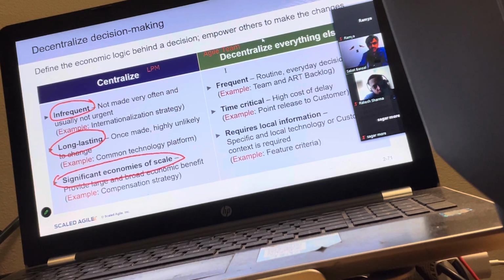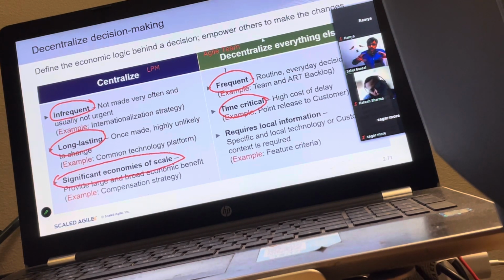What should be decentralized? Things which are frequent. Say, should we fix this defect in this iteration or go to the next? Should we add an acceptance criteria to this user story or create a separate user story for it? It's a frequent thing you need to do on a daily basis. They are time critical. If you don't decide now, the user story is hanging. You can't hold, say, we will discuss about it next month. Should we have an acceptance criteria added to this user story or a separate user story? You need to decide now because user story is going on. So they are time critical.